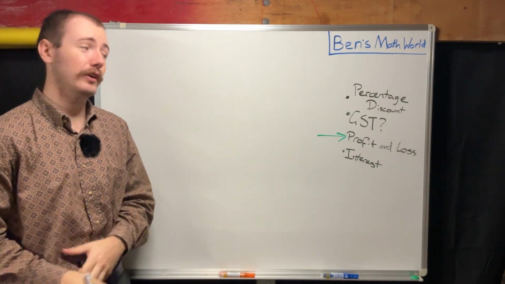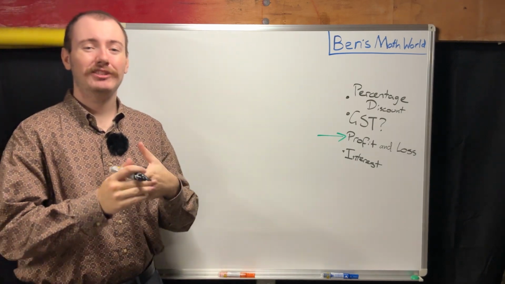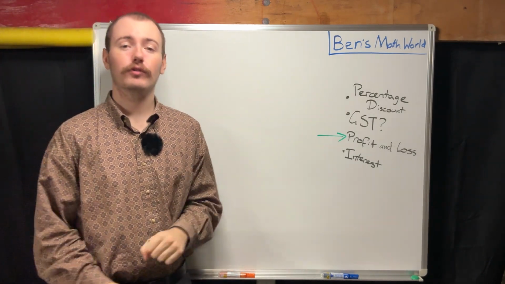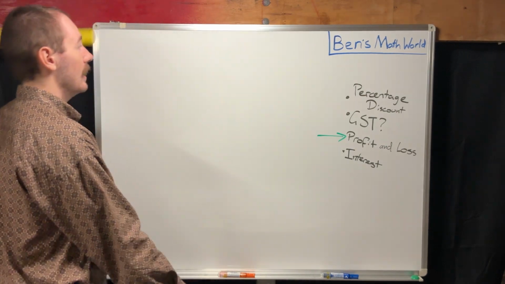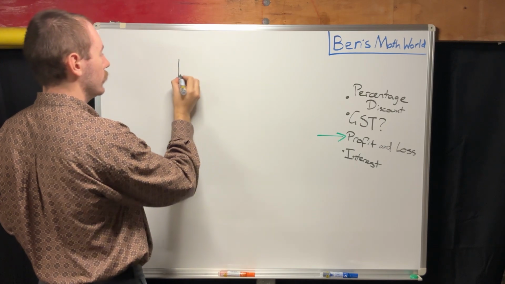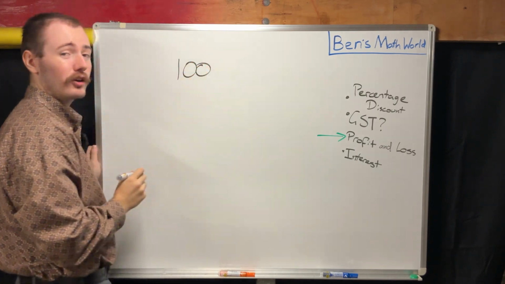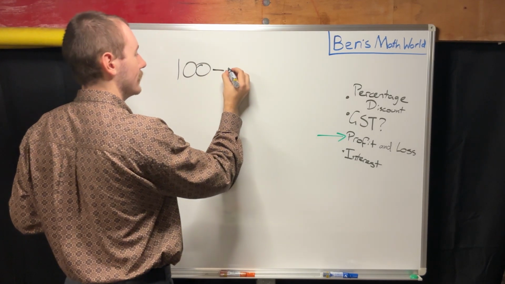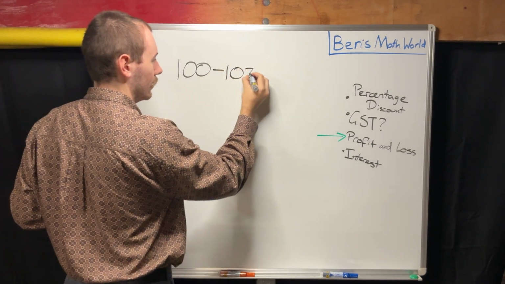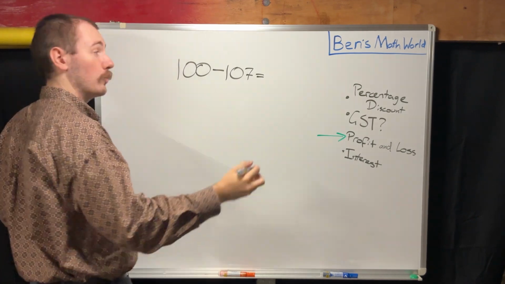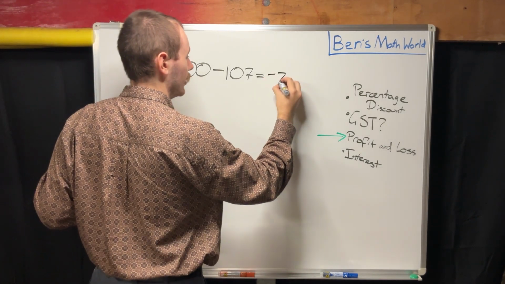Now let's go over profit and loss. Profit means how much money you make from something, and loss means how much money you lost from something. So this is pretty simple. Say you're trying to sell a product for $100, but it cost you $107 to make. So we're going to minus the $107. Now, how much profit did we make? We made no profit. We lost $7.